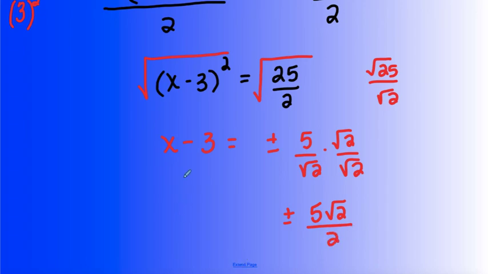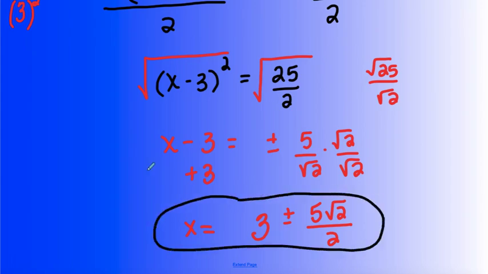And then we're going to add the 3 to the other side. And we're going to put it in the front. So 3 plus or minus 5 root 2 over 2, okay? Now, I know that's a crazy looking answer, and we are going to be talking about that crazy looking answer in class tomorrow. But that's the process of completing the square.